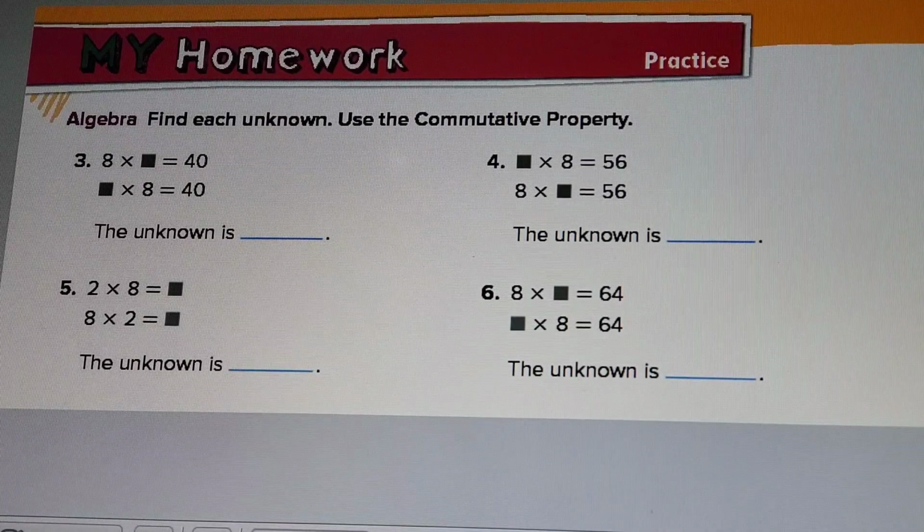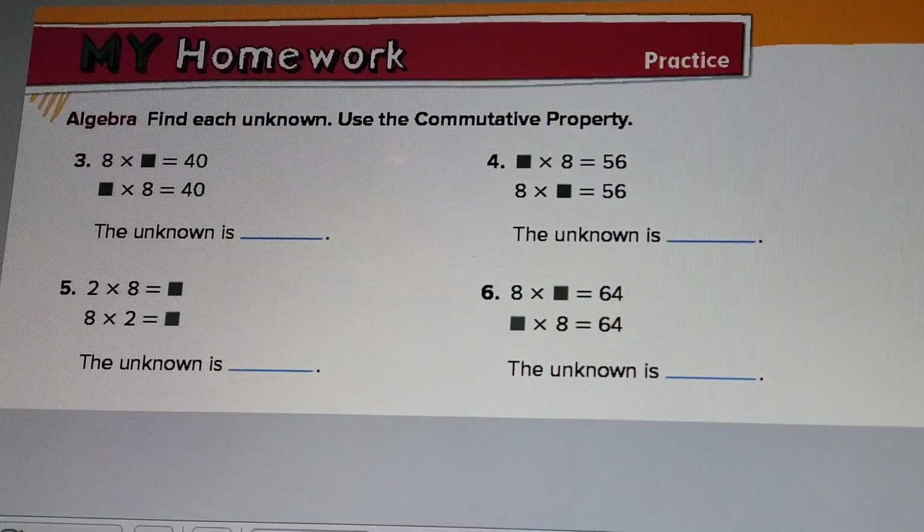My homework, algebra. Find each unknown, use the commutative property. So 8 times unknown equals 40. Unknown times 8 equals 40. You can use counters or look on your chart or double a known fact to find the answer. Number 4, unknown times 8 equals 56, or 8 times the unknown equals 56. Again, use your chart or counters to figure it out.